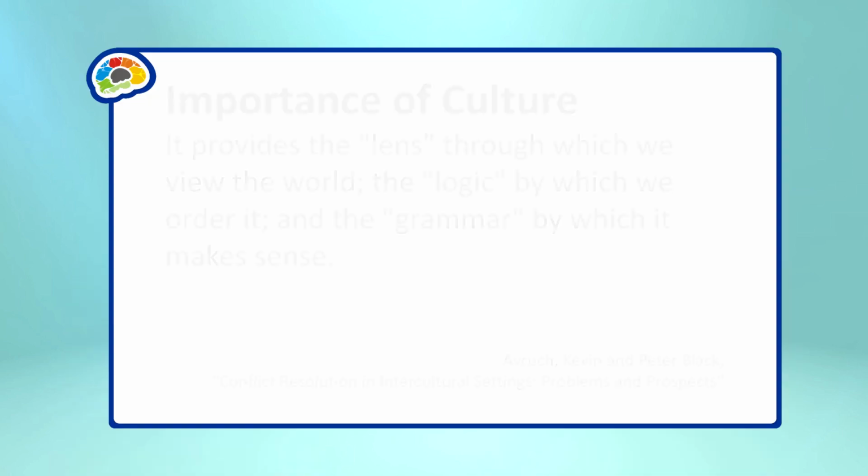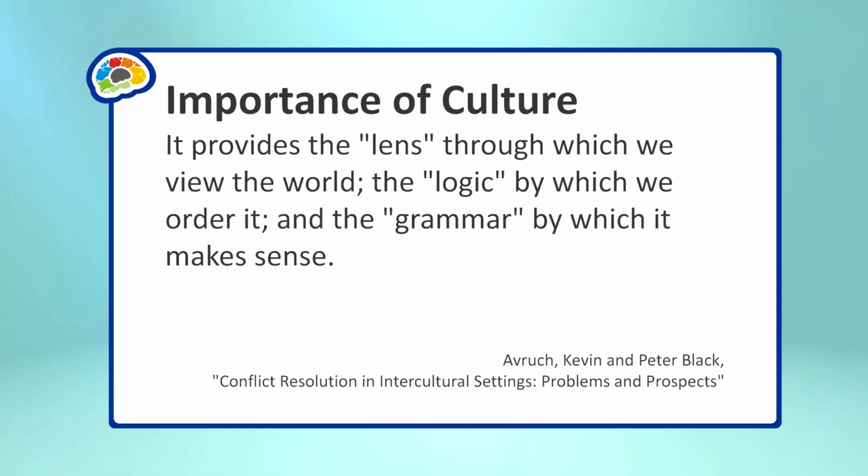Anthropologists Kevin Avruch and Peter Black explain the importance of culture this way. It provides the lens through which we view the world, the logic by which we order it, and the grammar by which it makes sense. That's a great way to explain it. All of these characteristics have a huge impact on the way we move through the world and relate to each other. There are so many differences in how people from various cultures interact.